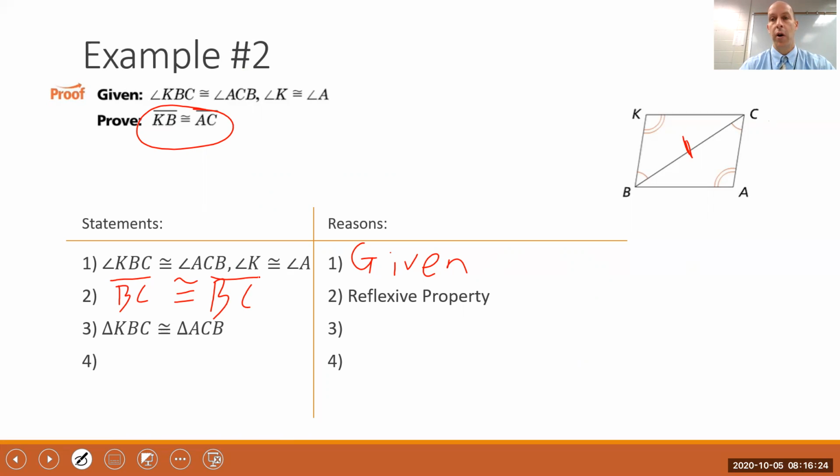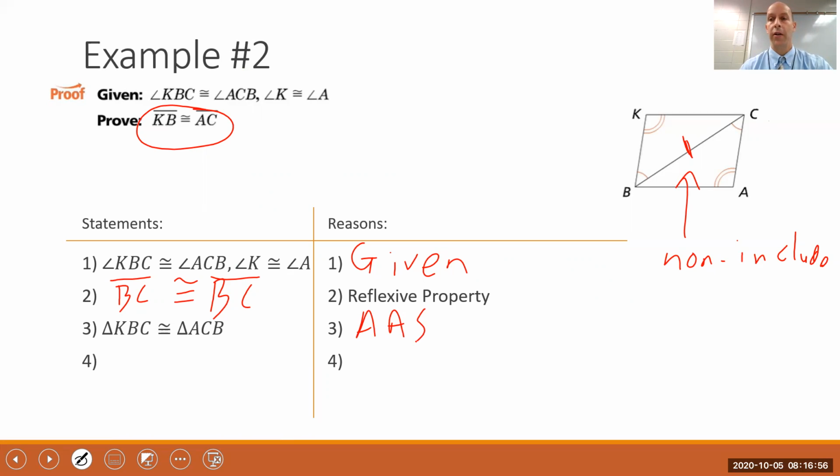So now, why are triangles KBC and ACB congruent? Well, we've got an angle and an angle, another angle and another angle, and then 2 corresponding sides congruent. Since the side is not included, I'll call it the non-included side. This is going to be AAS, which is one of the theorems we did last week.